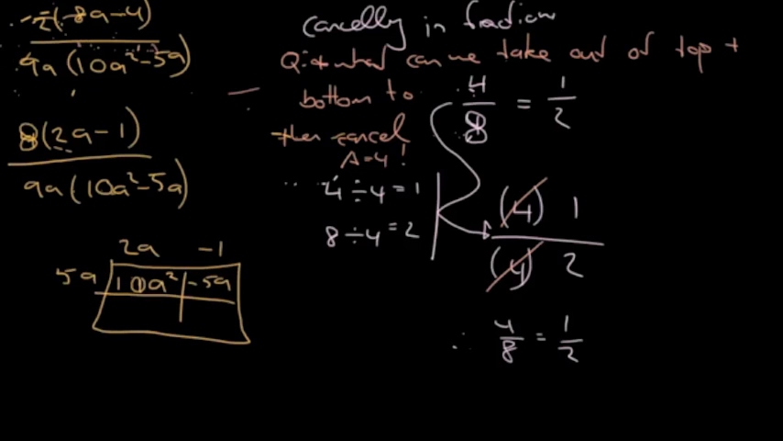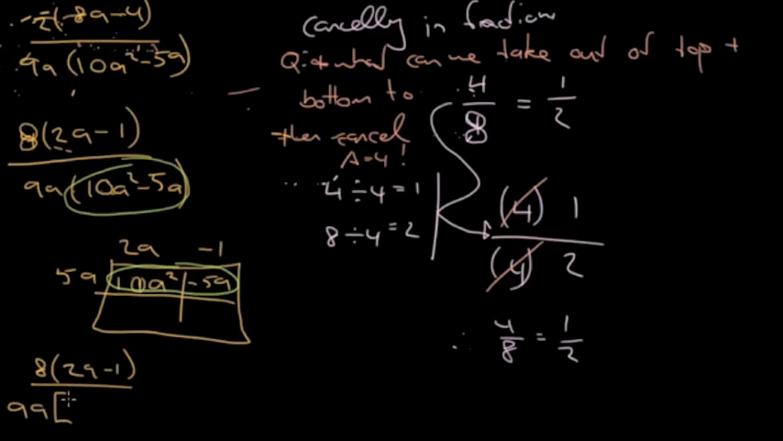And so we see that what we've just got here is the same as what we've got here. And so we can replace this with 2a minus 1 and 5a. So we end up with 8 outside of 2a minus 1 on top of 9a times 5a times 2a minus 1. See, so we've replaced what was here with this.